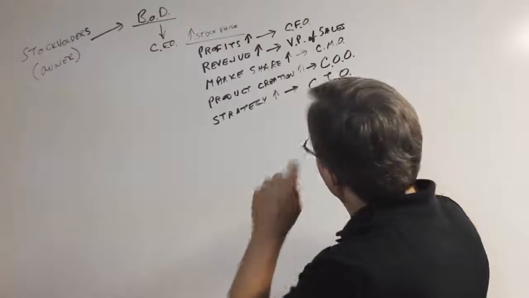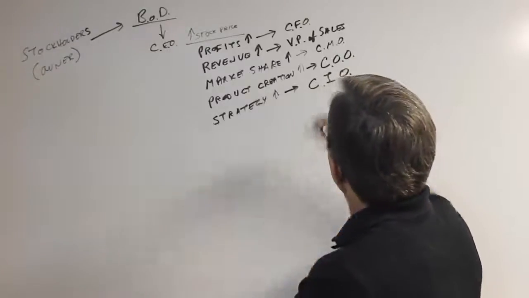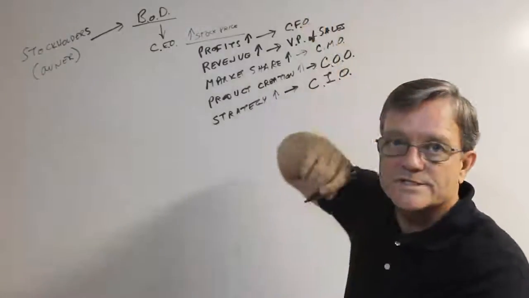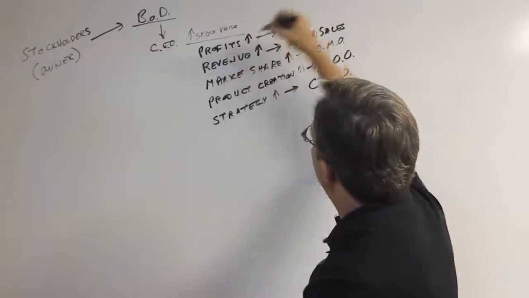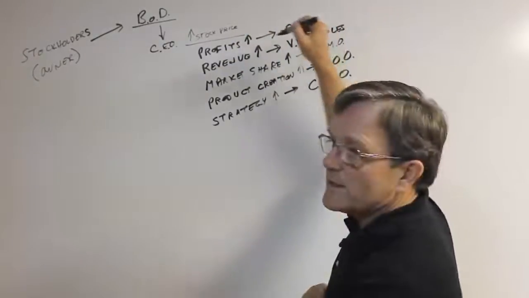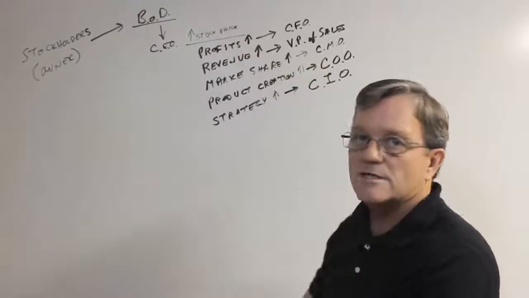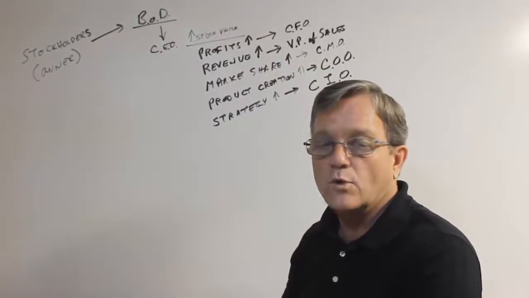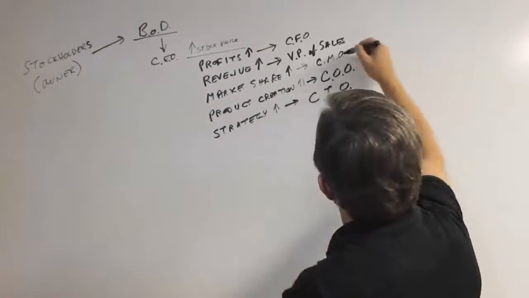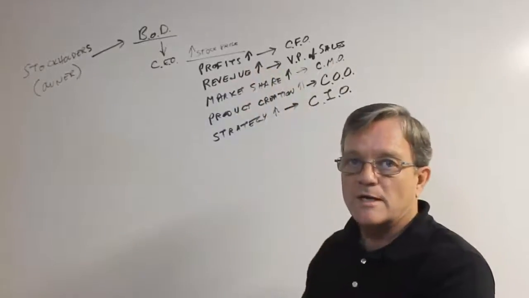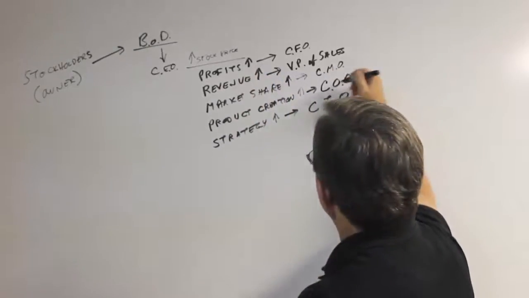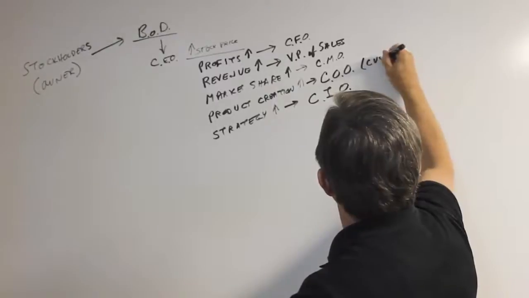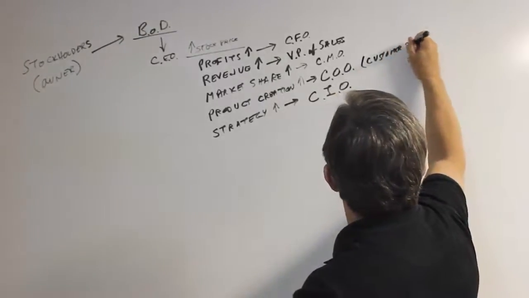All right. So, if you will, the CFO's success is measured by profits. The VP of Sales success is measured by, is he hitting the revenue quotas? CMO's success is measured by market share increase. The COO's success is measured by customer satisfaction.